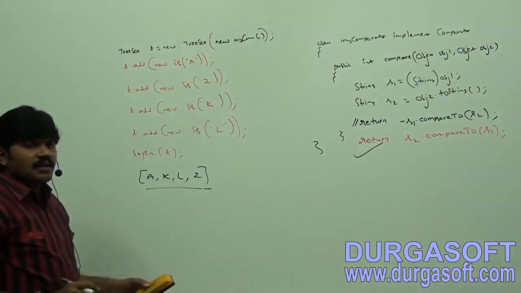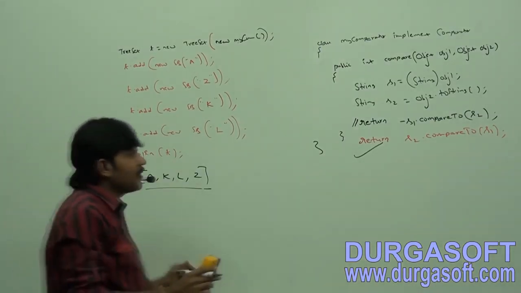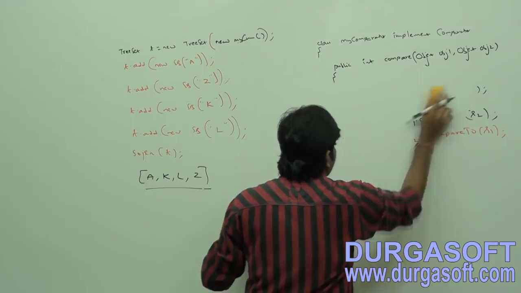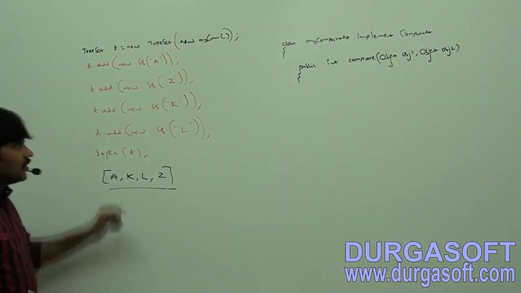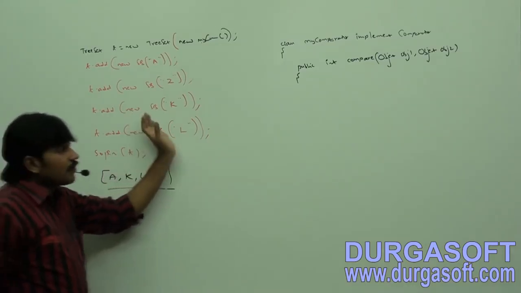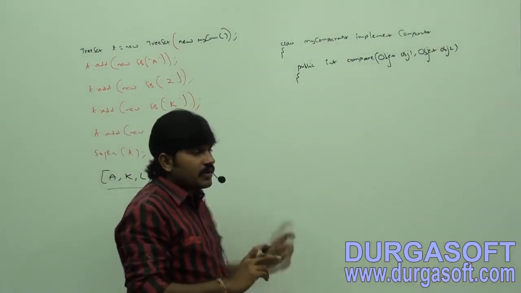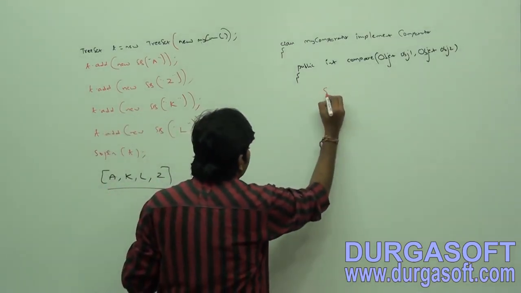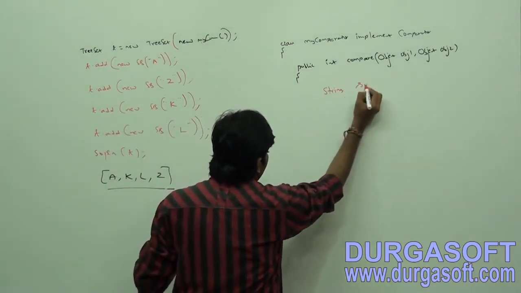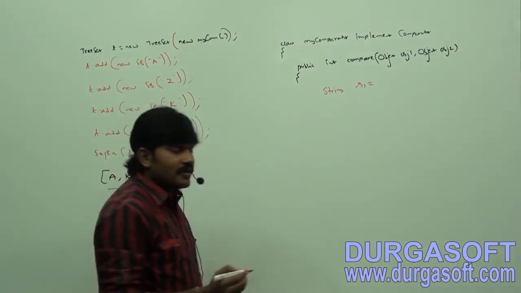Okay, well, sir, how to implement compare logic here? Very simple. Here, sir, which type of objects we are adding? StringBuffer objects. Okay, StringBuffer. Now convert the StringBuffer objects into String. Okay, String s1 is equal to, what is the method?